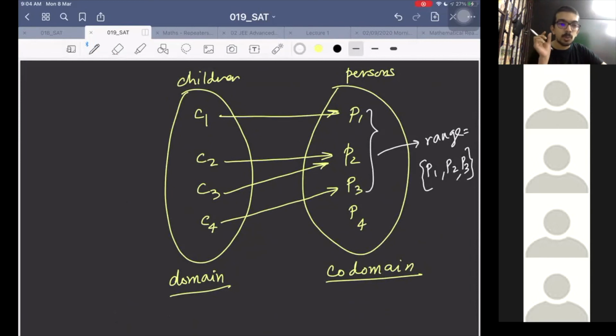The entire second set is called the codomain, but the one that is being paired with the elements of the domain is what we call range. The set of all values in the second set that is being paired with some element in the domain is called a range. So the first set is called domain, the second set is called codomain, and in the codomain there could be some elements that are mapped and some elements which are sitting idle. The elements which are mapped with elements in domain form a set we call range. Got it? The three terms.